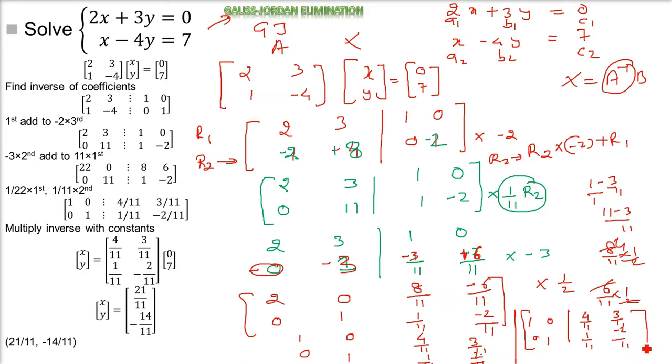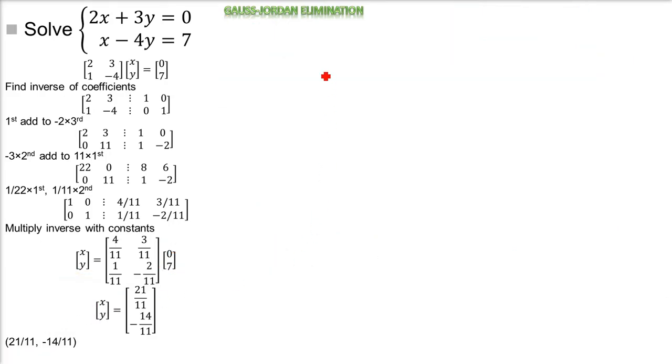So this one is what? This is the inverse. This is A inverse. If you say that this 2 3 1 minus 4 is A, this is going to be A inverse. Now multiply this with the B, which is actually 0 and 7 here. So let me write it here: this is 4 by 11, 3 by 11, this is 1 by 11, this is minus 2 by 11, and just multiply this, this is A inverse.